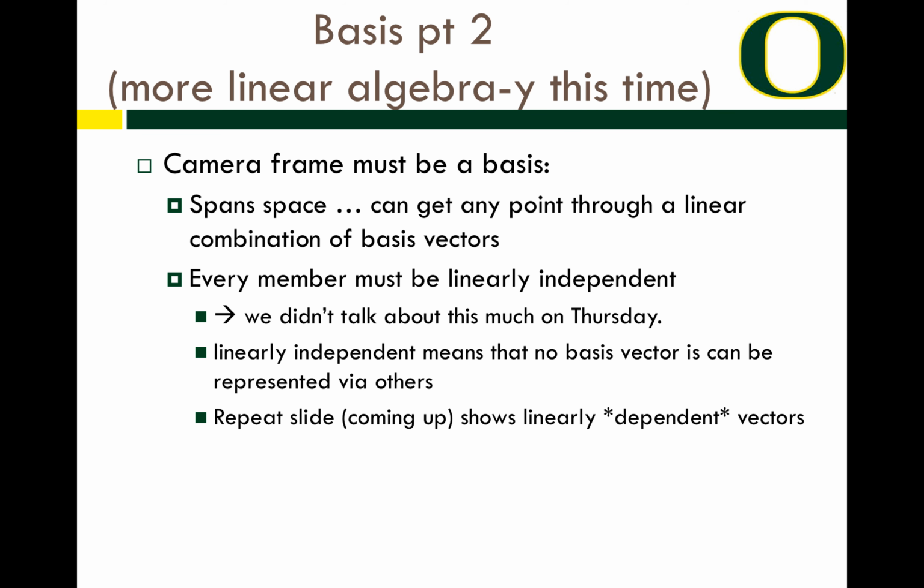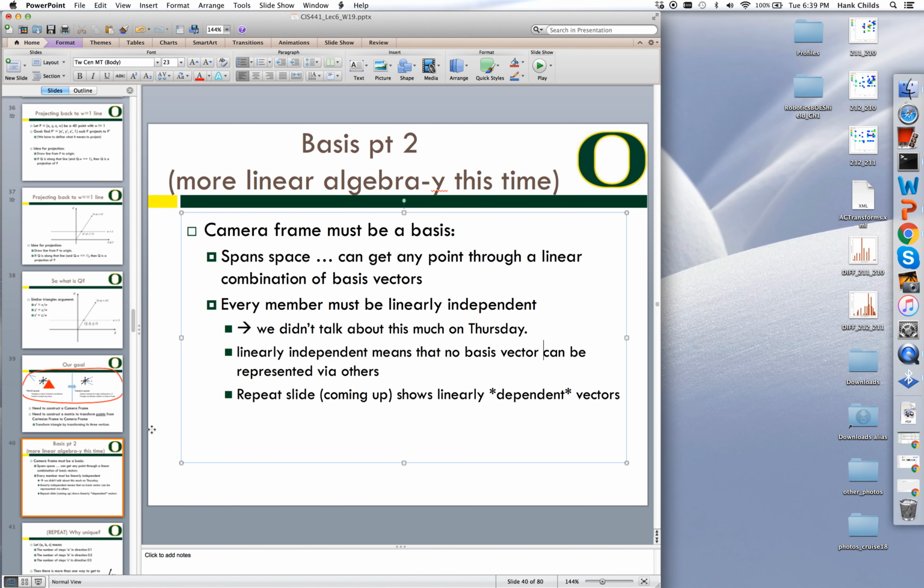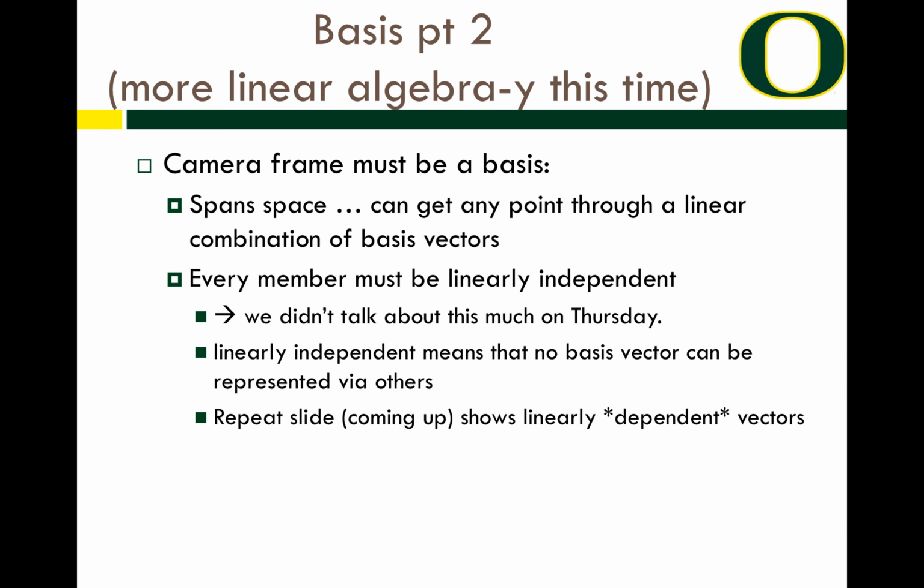So, here's a little bit of linear algebra we didn't get into on Thursday, which is a camera frame must be a basis, and so it needs to span our space. You need to be able to get to any point in our space through a linear combination of the basis vectors, and that means the members need to be linearly independent. This is the part we didn't talk about, and so I'll have a slide showing what it means to not be linearly independent. But linearly independent means that no basis vector, that's not good English, no basis vector can be represented via the other basis vectors.